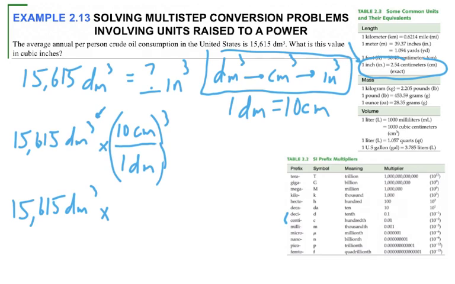So 10 times 10 times 10 is 1,000. And a centimeter times a centimeter times a centimeter is just a centimeter cubed. And then 1 times 1 times 1 is 1. And then decimeter times decimeter times decimeter is a cubic decimeter. And we have cancellation there. But that only takes us to the middle step. Now we want to go to inches cubed.